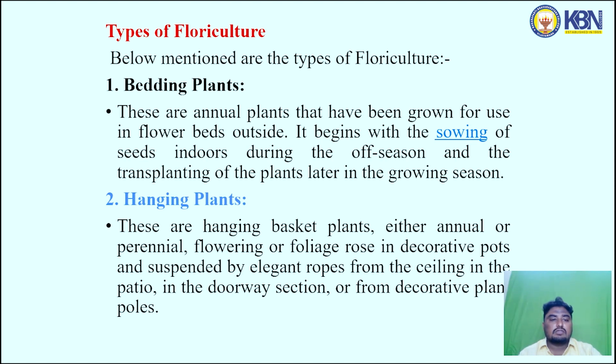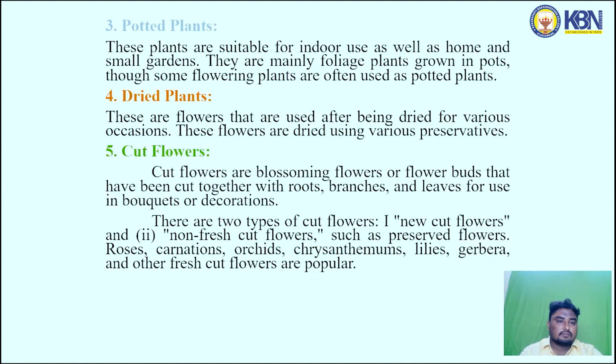It begins with the sowing of seeds indoors during the off season and the transplanting of the plants later in the growing season. Hanging plants. These are the hanging basket plants, either annual or perennial, flowering or foliage, grown in decorative pots and suspended by an elegant rope from the ceiling in the patio, in the doorway section, or from decorative plant poles.